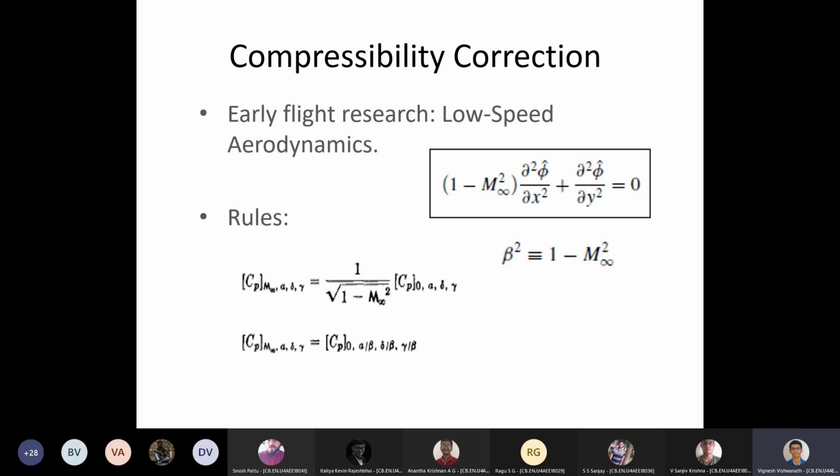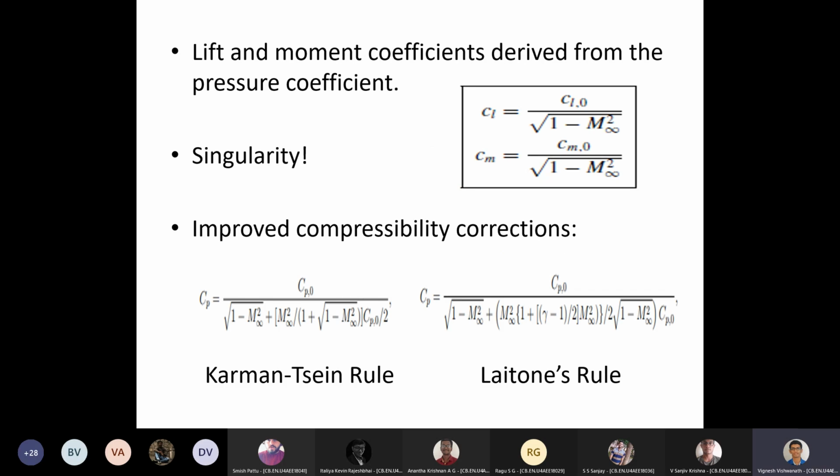And the first rule, as I said, for a given coefficient of pressure, the equivalent will be the coefficient of pressure divided by beta, which is root of 1 minus M square. With the coefficient of pressure, they have eventually arrived at CL and CM. They are not finding CD because, as I said, it starts from D'Alembert's paradox, so there they do not take drag into account. According to this theory, you cannot directly predict CD. And this is the formula for CL and CM, with which you can find the equivalent CL and CM. Now the main problem associated with it is there is a singularity.